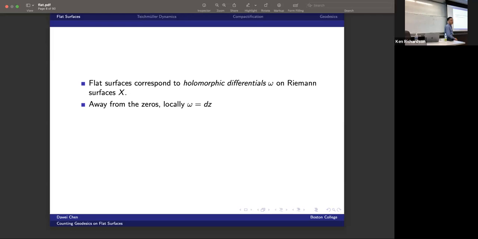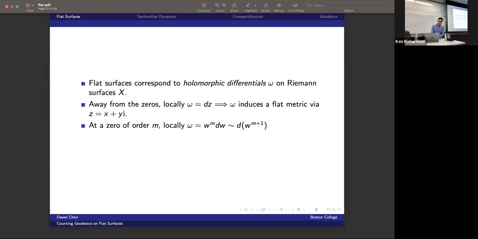Then I can use this complex coordinate z to identify with the standard complex coordinate from the Euclidean plane, like x plus i y. Then I get the horizontal and vertical directions, so that induces the standard Euclidean metric. Okay. And what happens at a zero of the one form omega? Well, at a zero, I'd like to specify the vanishing order. So suppose the vanishing order at the origin is some positive integer m.